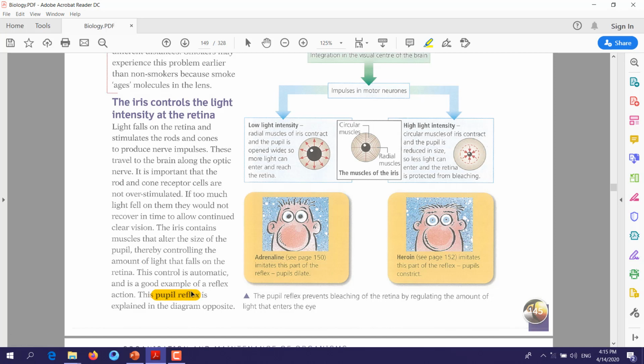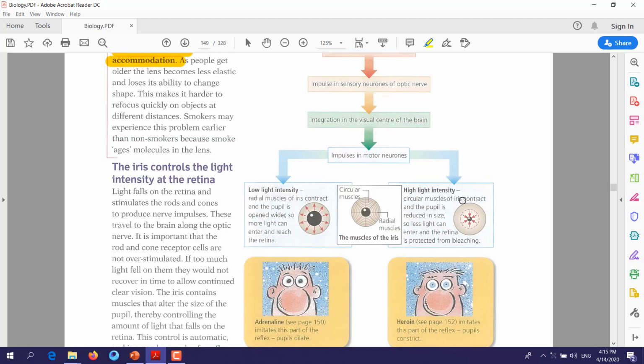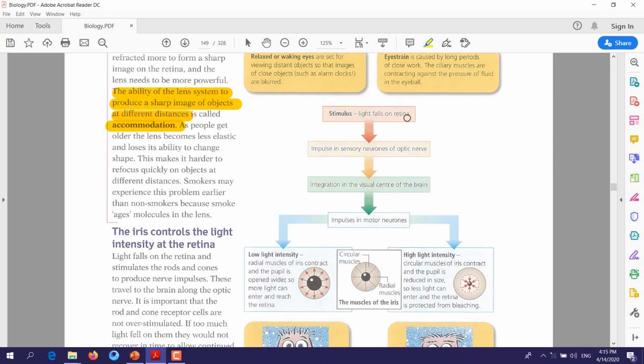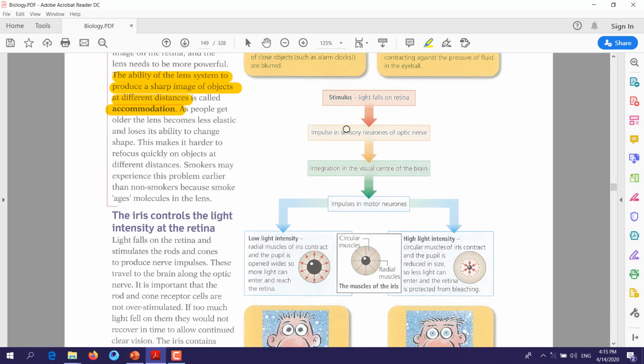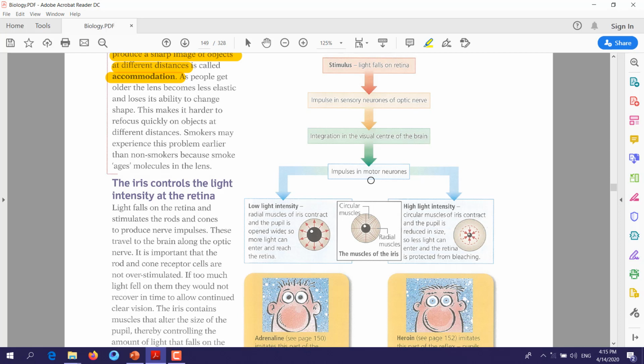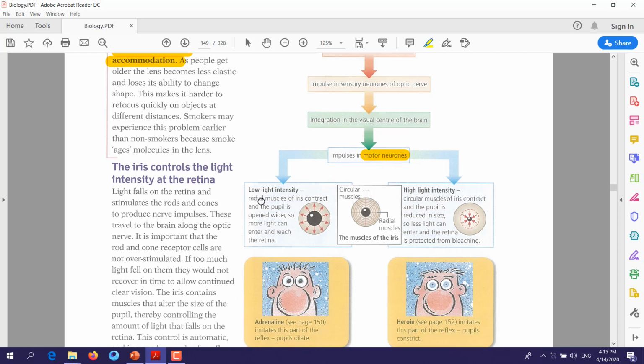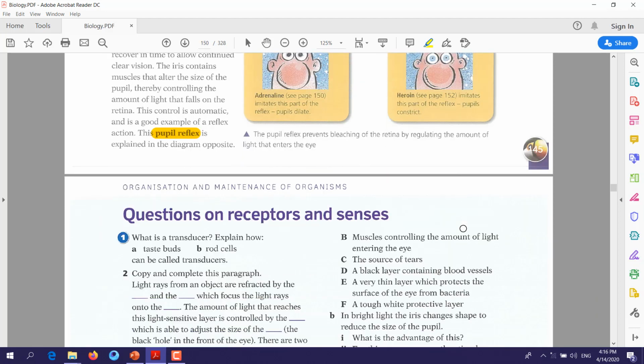If you have a question asking how the pupil reflex works, you need to mention these steps. First, stimulus: light falls on the retina. Then from the retina, impulses in sensory neurons go to the optic nerve. The optic nerve sends it to the brain, then the brain processes it and sends a response. This response is sent to the organs through motor neurons. If the light intensity is low, the pupil will increase in size. If the light intensity is high, the pupil will decrease in size and be smaller.